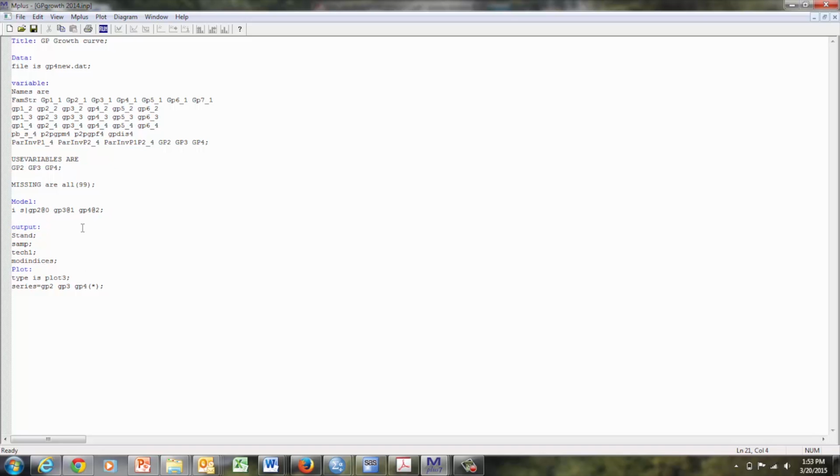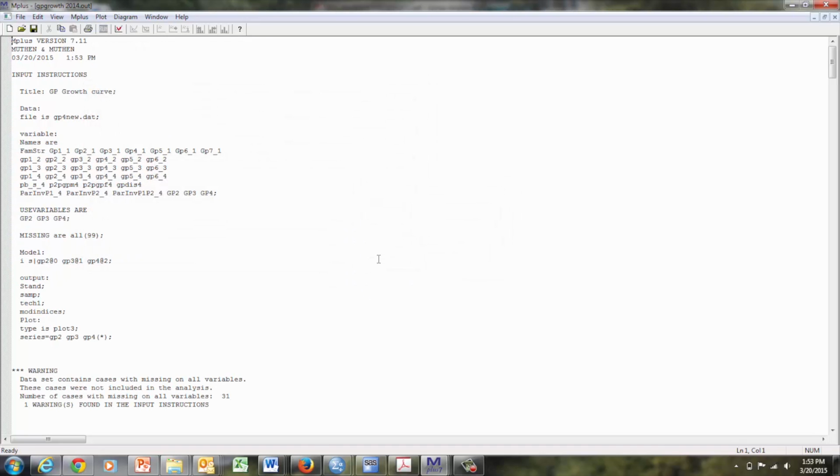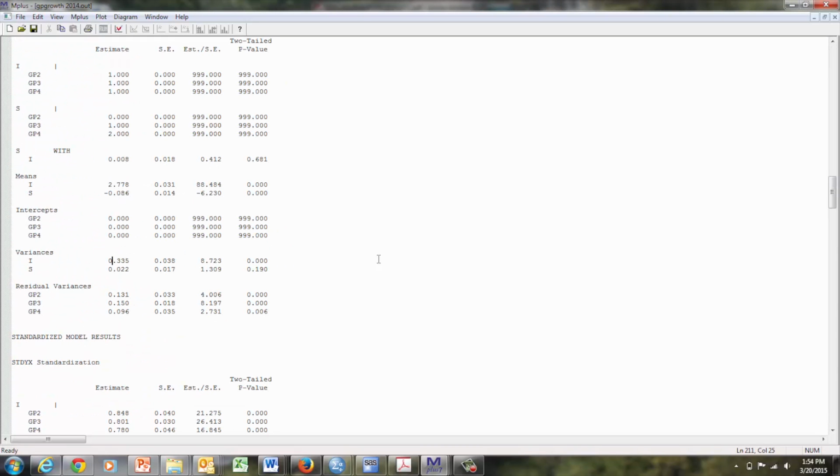But if I were to run this, I get my output, and right here for my means, I have an average of 2.778 at time 1 with a downward slope of 0.086. If I go to the variances, we see that I have a significant amount of variance, but not a significant amount of variance in the slope. So a significant amount of variance around the intercept, but not around the slope.